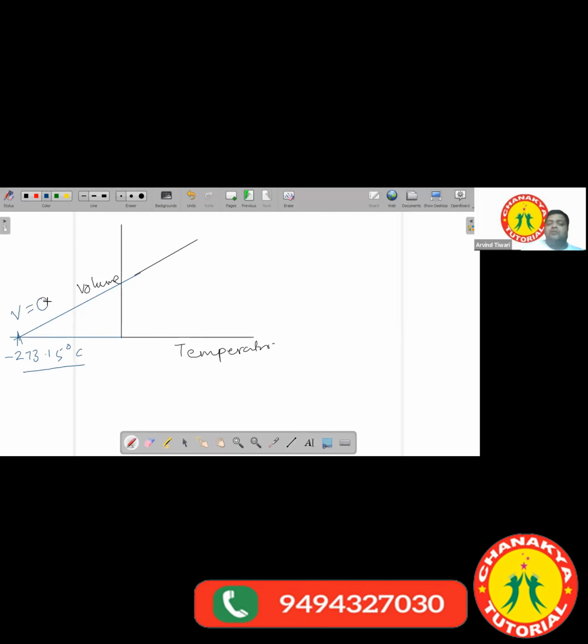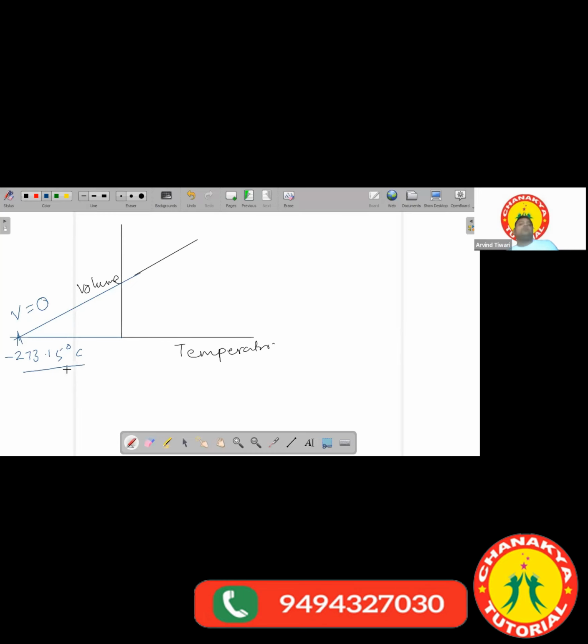However, it's not possible for a gas to have zero volume. Is it possible for any gas to have zero volume? No, because gases themselves are made up of molecules, and those molecules also occupy some space. So the space occupied by the molecules cannot be made zero. So he thought, even if somehow we make all the volume of the gas zero, the temperature that we would require is minus 273.15 degrees centigrade.